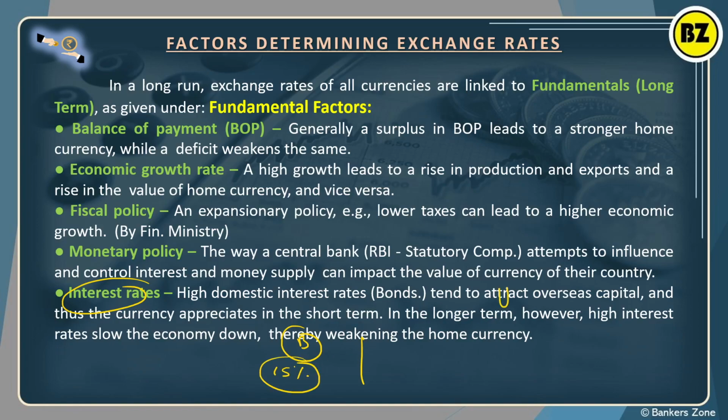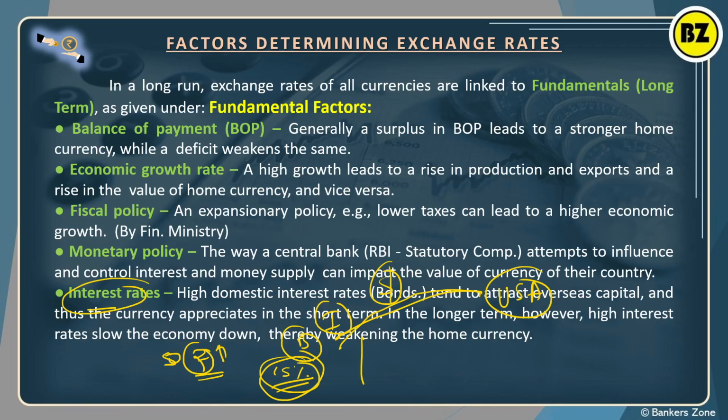So whatever the people sitting in the USA, NRIs, they will say, oh, we are getting 15% return in India, so they will convert dollars to Indian rupees and they will invest in Indian bonds. Okay, so we are getting foreign money for the purpose of investment due to the high interest rate on the different bonds or the different instruments. So whatever the higher rate we are providing, we will get more foreign currency, so the value of the Indian rupee will increase, right?